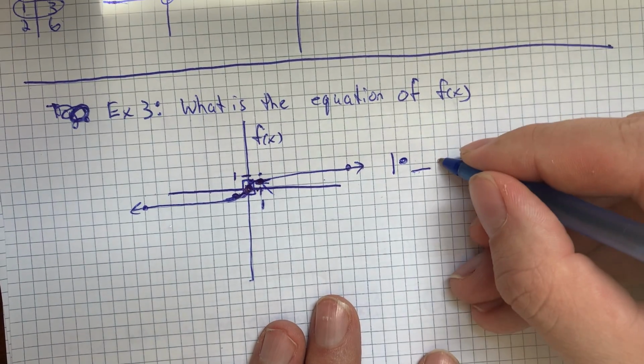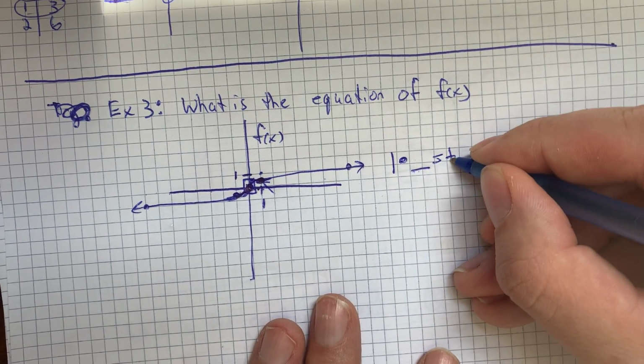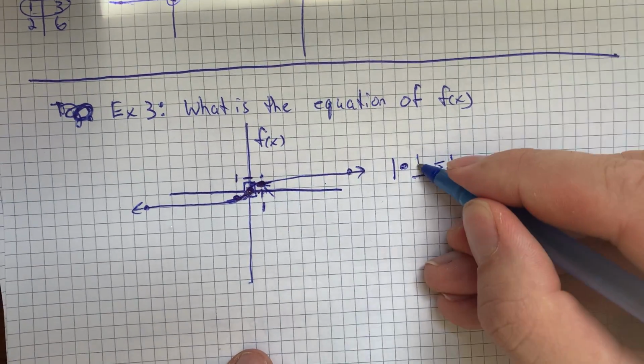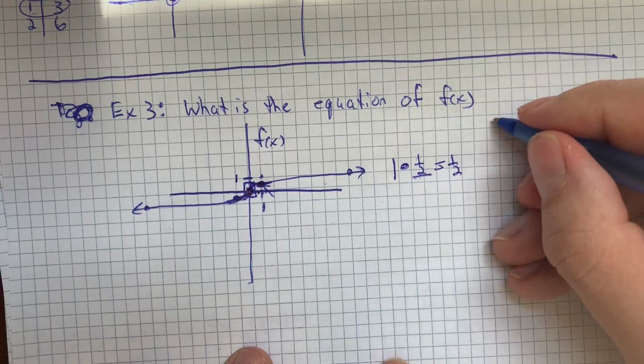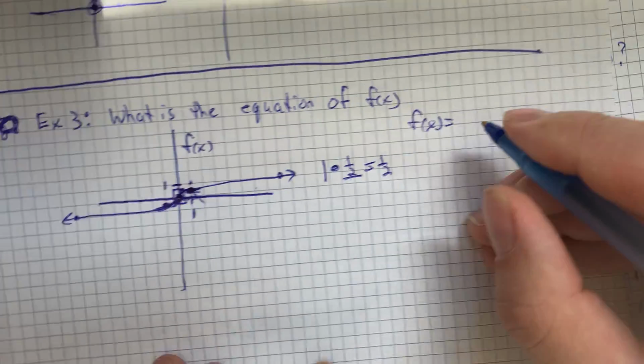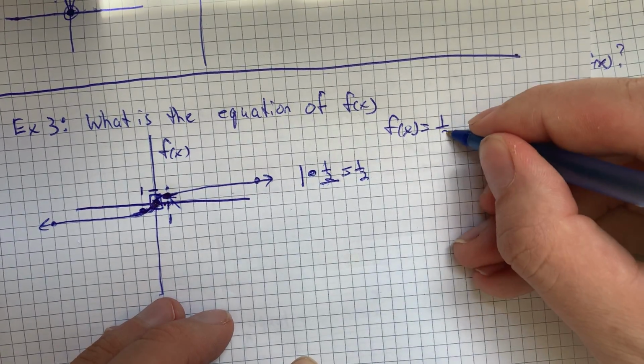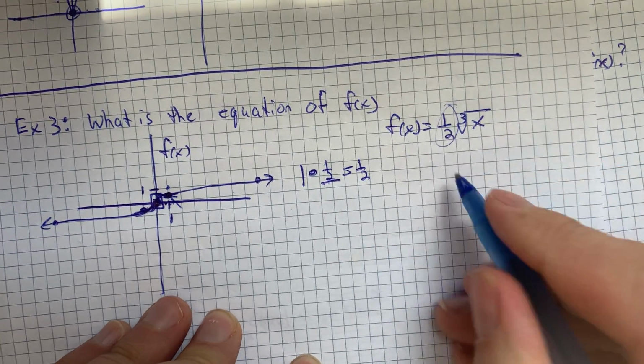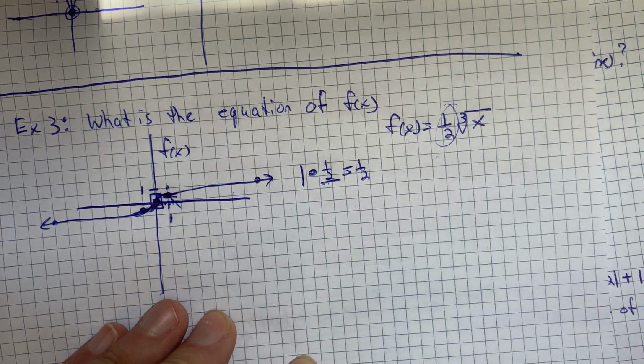So what do we have to multiply by? What's the multiplier to get us to 1/2? Well, it's very easy when you're multiplying by 1. That number is 1/2. And so f of x must equal 1/2 times the cube root of x, since it's a cube root parent function. The y values got multiplied by 1/2. So we can see that.